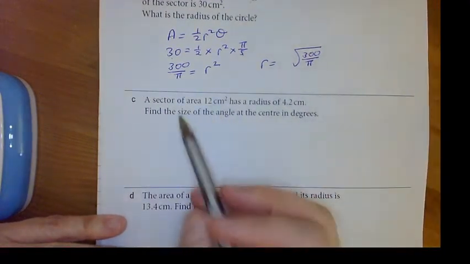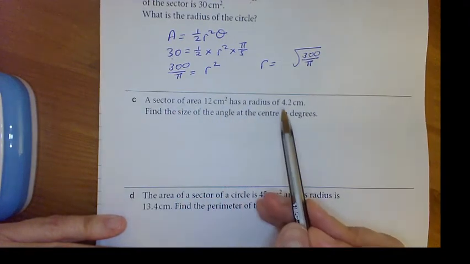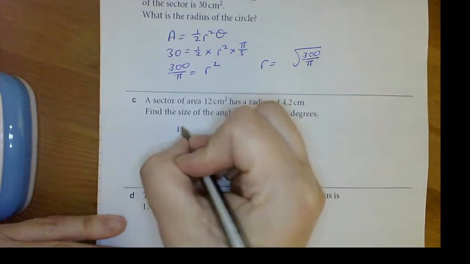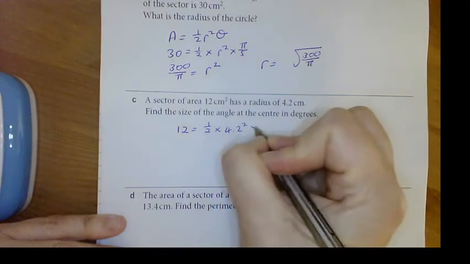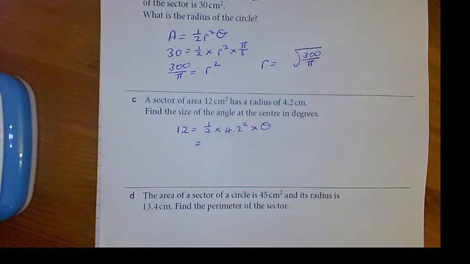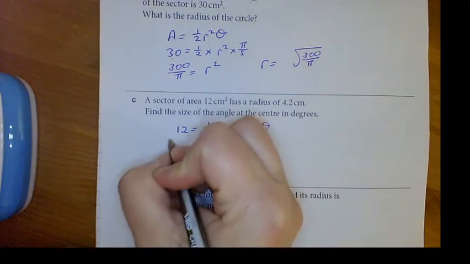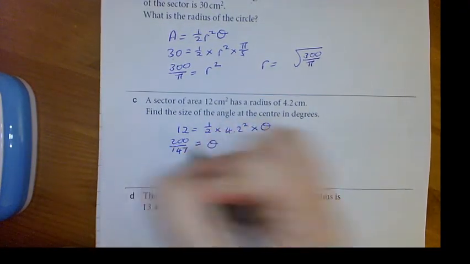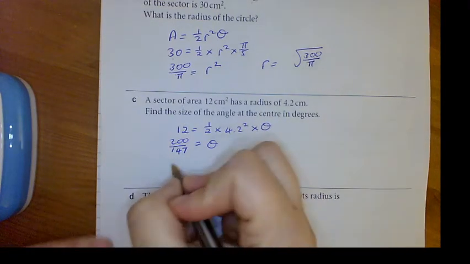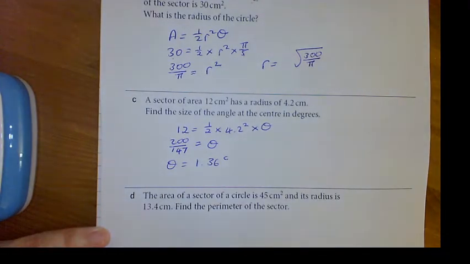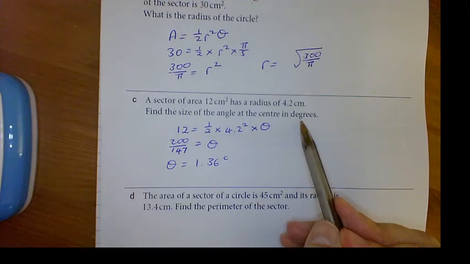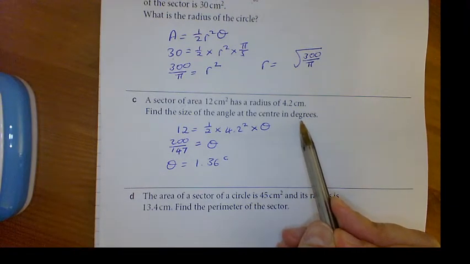A sector of area 12 has a radius of 4.2. We've now got to find the angle. So 12 is equal to a half times 4.2 squared times theta. Slightly easier this one. So 12 times 2 divided by 4.2 squared comes out to be 200 over 147. Now that comes out to be 1.36 radians. Look what they've asked me to do. They've asked me to find the size of the angle in degrees.